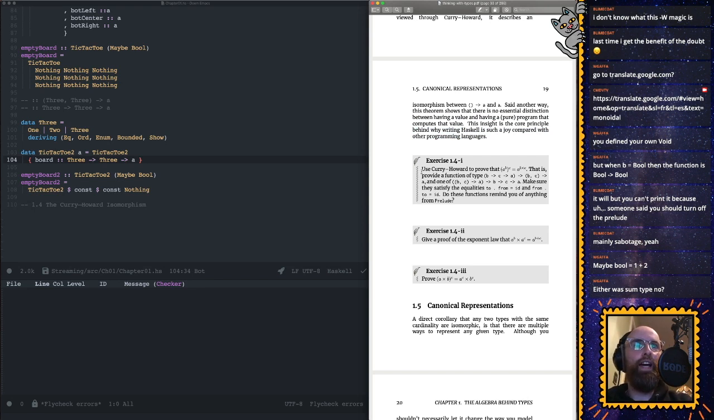Here we go. Using Curry-Howard to prove a to the power of b to the power of c equals a to the power of b times c, we're provided functions of type (b -> c -> a) to (b, c) -> a, and one of make sure to satisfy equality to and from is ID, and from and to is ID. Do these functions remind you of anything? Let me look. With a tuple there, do they remind me of anything? I don't know. I don't think they do.